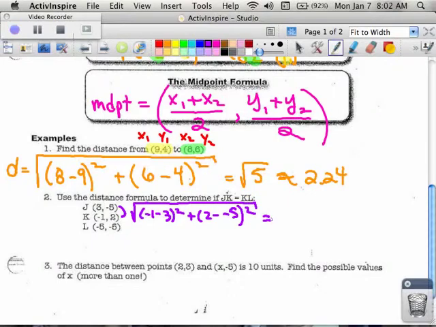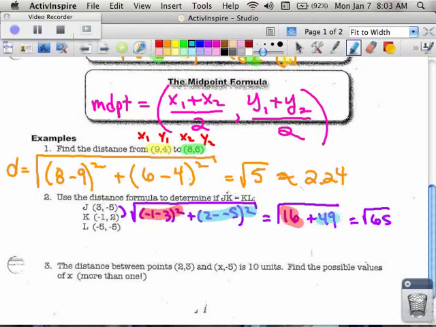If I were to simplify the first parentheses, negative 1 minus 3 is negative 4, but negative 4 squared is positive 16. And 2 minus negative 5 is actually 7, and 7 squared is 49. And I want the square root of all of that, which is the square root of 65. So if I'm looking at what's going on inside, this stuff turned out to be 16, and this stuff turned out to be 49.